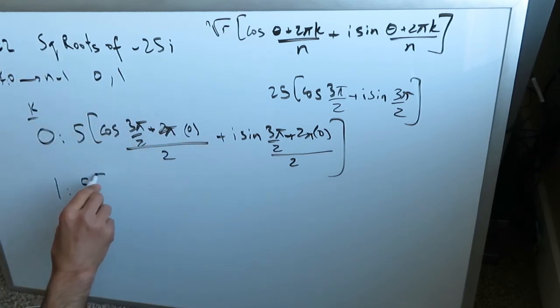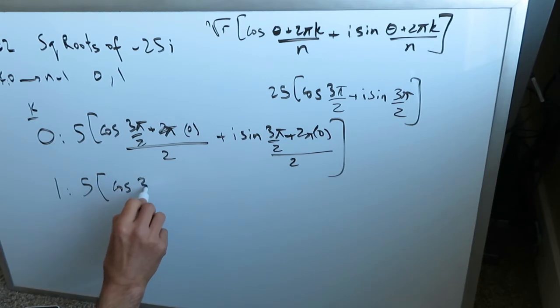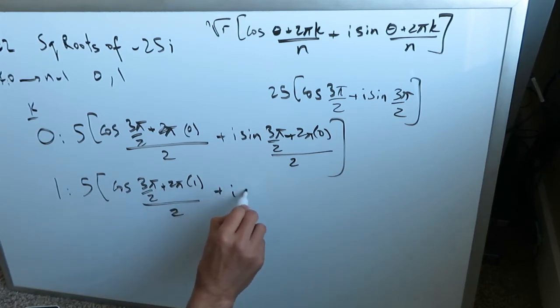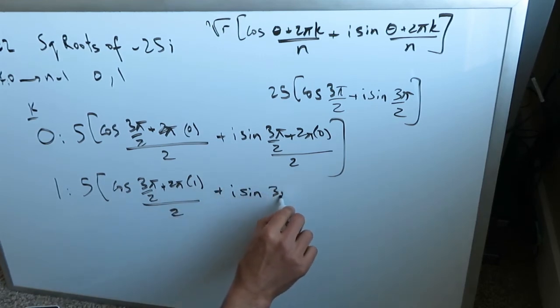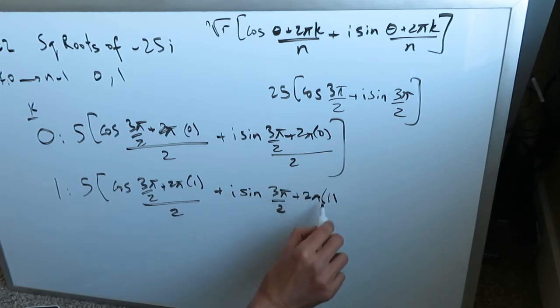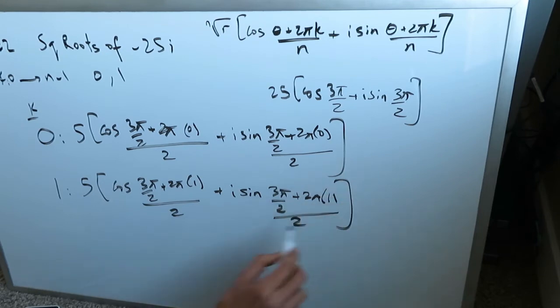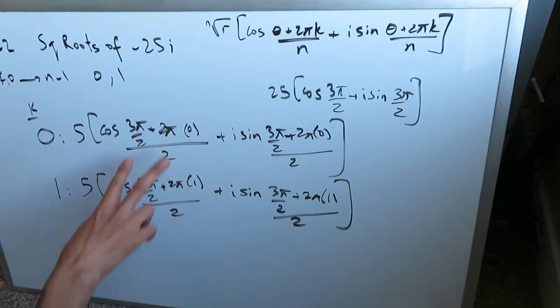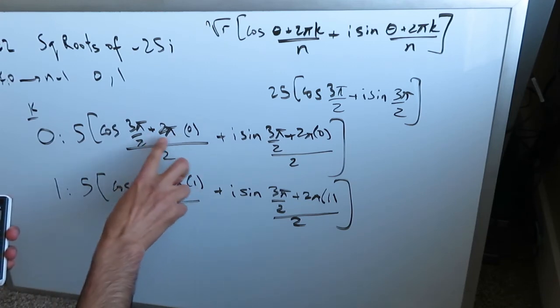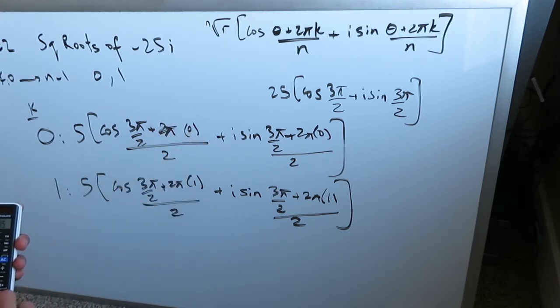Let's do the k value of 1. Cosine 3 pi over 2 plus 2 pi times 1 all over 2 plus i sine 3 pi over 2 plus 2 pi times 1 divided by 2. I should probably change this marker and I'll do it for the next question. And now all we have to do is the wonderful process of solving this out. It shouldn't be hard. So let's actually open this up. Let's look over here. We have 270 and we're going to divide that by 2 because this over here zeroes out. 270 divided by 2, we get 135.